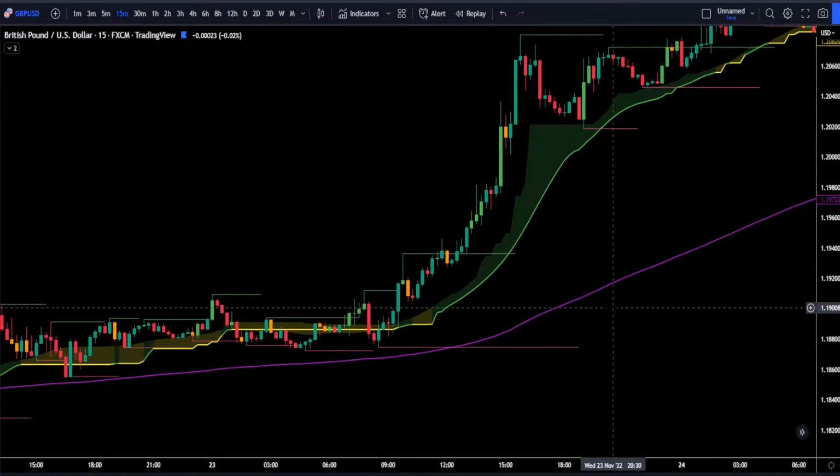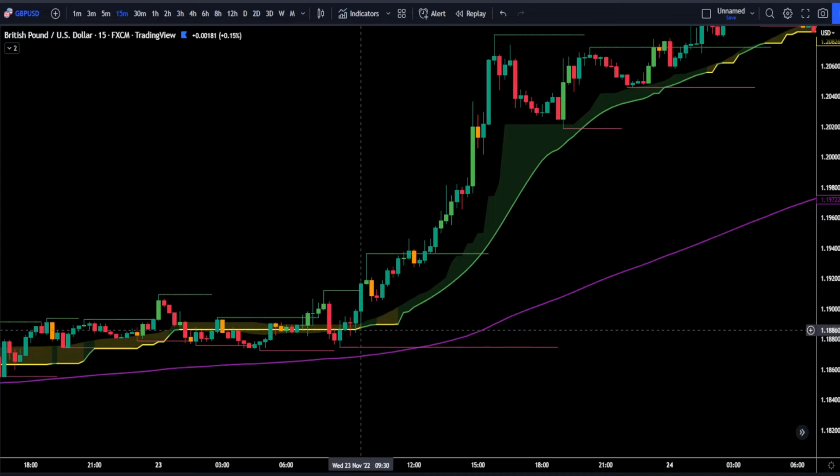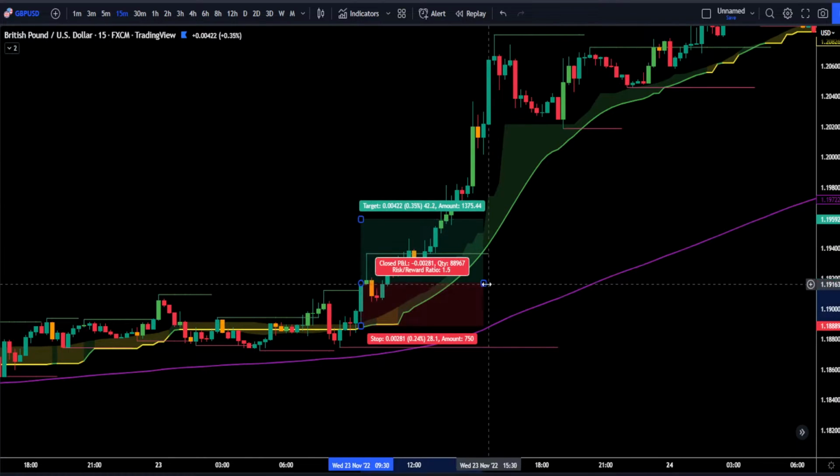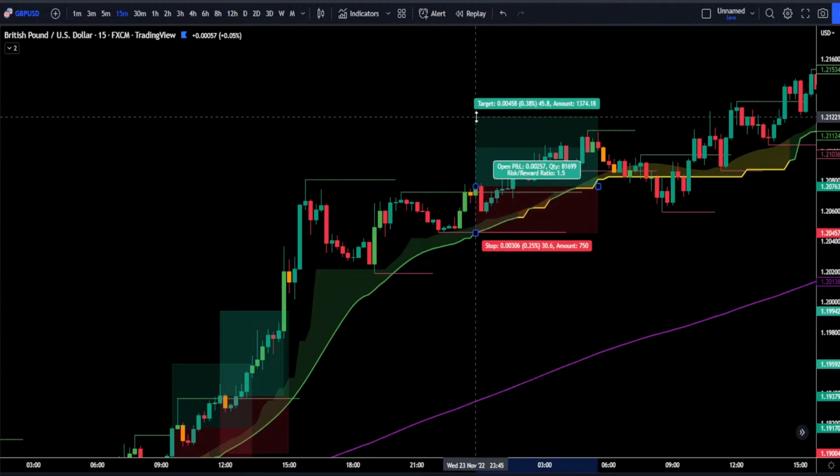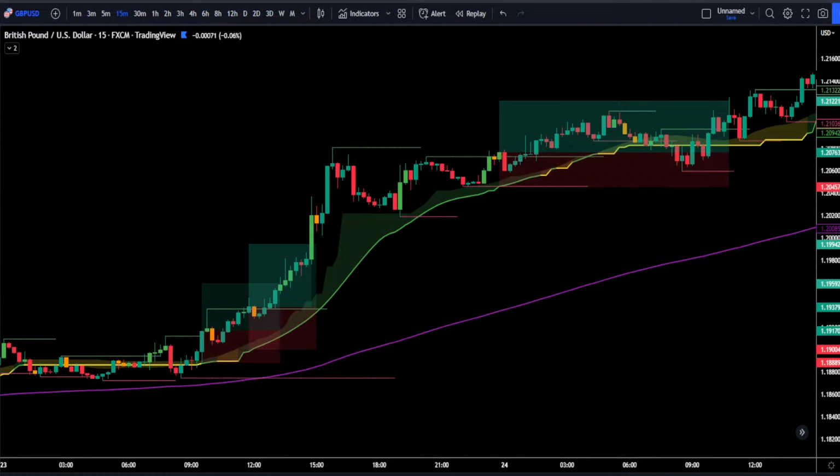Just take a look at how well this strategy works when the market is trending. But obviously this is not always the case. As we know, the markets are only trending 20% of the time. So let's actually do our backtesting and see how well this strategy would perform in different market conditions on its own. And then after, I will improve this and make a proper strategy from it.